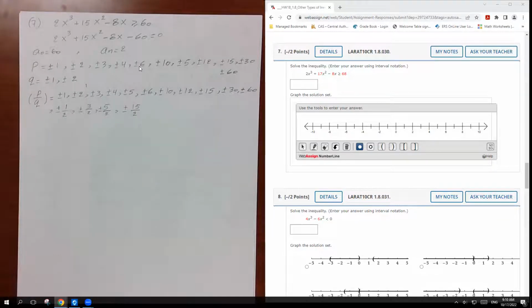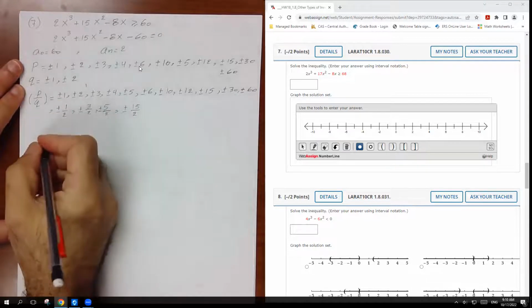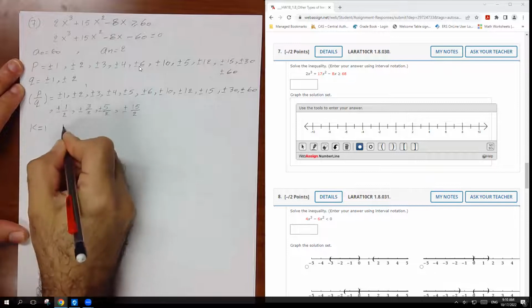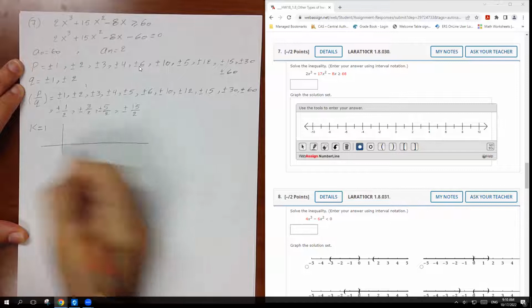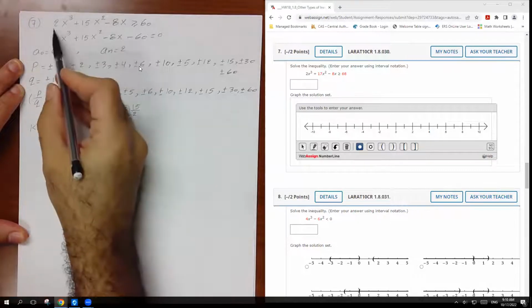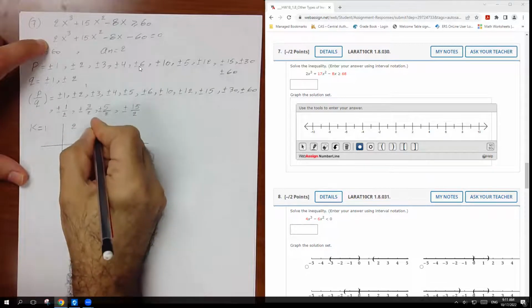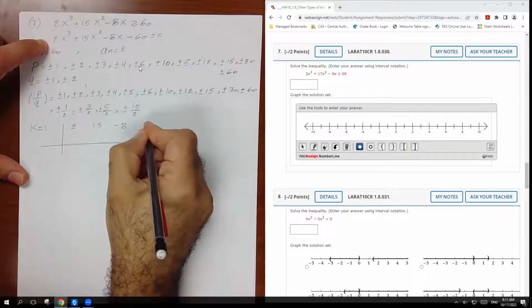Now let's start. We're going to pick 1, -1, 2, -2. Because I'm going to start from the first one, I'm going to pick the 1. So I'm going to say if k equals 1, I'm going to write down all the coefficients here, which are 2, 15, -8, and -60.